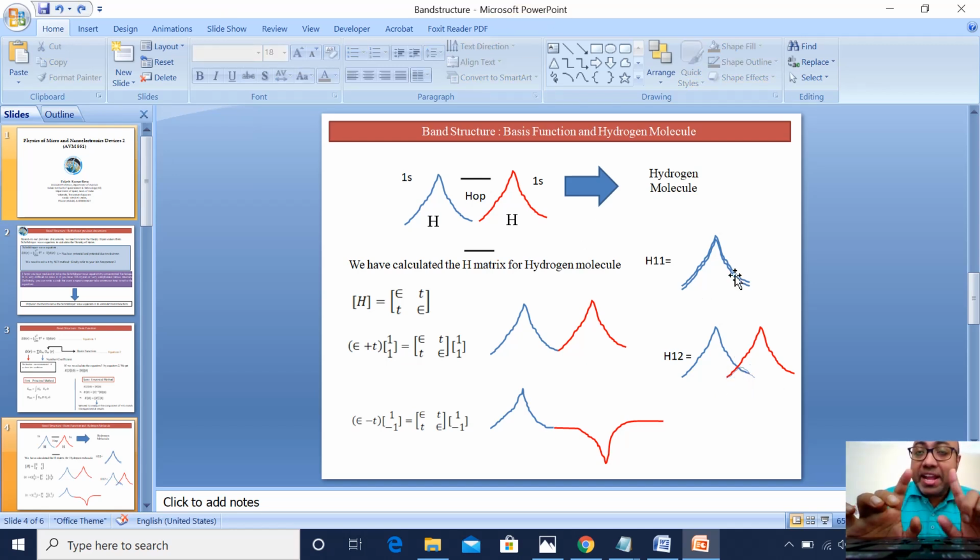So that means H11 is good, because it is the same wave function multiplied with another same wave function. That is fine. But H12 involves two wave functions, and because they are separated by some distance, when they multiply, only the portion where they actually cross over each other contributes to the product. So definitely H12 is less than H11, but still it has some contribution.